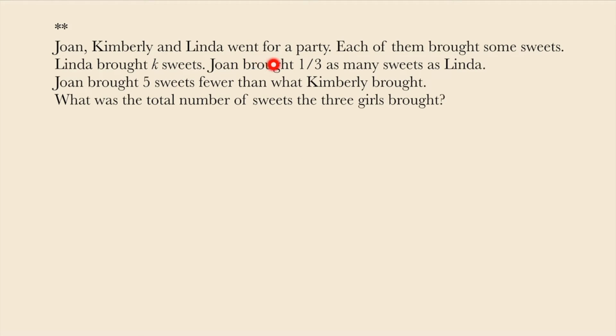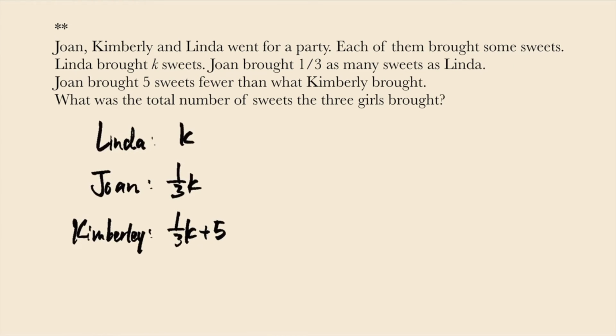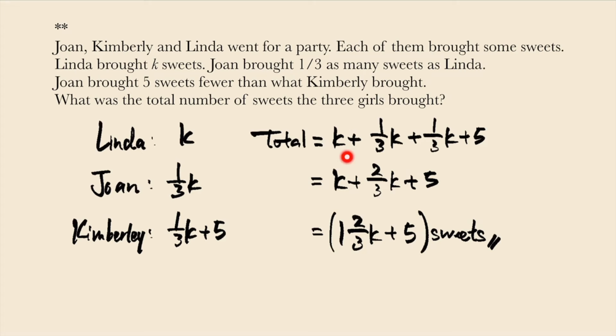J, K and L went for a party. Each of them brought some sweets. Linda brought K sweets. Joan brought one third as many as Linda. And Kimberly brought 5 more than Joan. So whatever Joan was, Kimberly had 5 more than that. What's the total that they brought? Well, we're going to add all 3 up. So that will be K, 1/3 K, 1/3 K plus 5. So that's 2/3 K here, which means that's 1 whole plus 2/3. That's 1 and 2/3 K plus the real number 5 sweets.